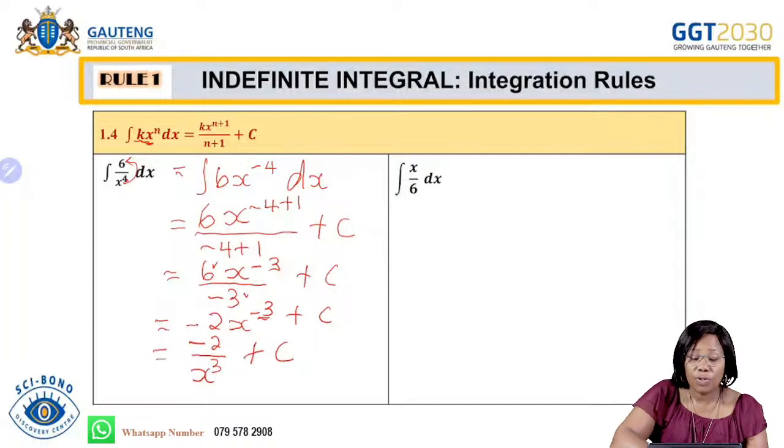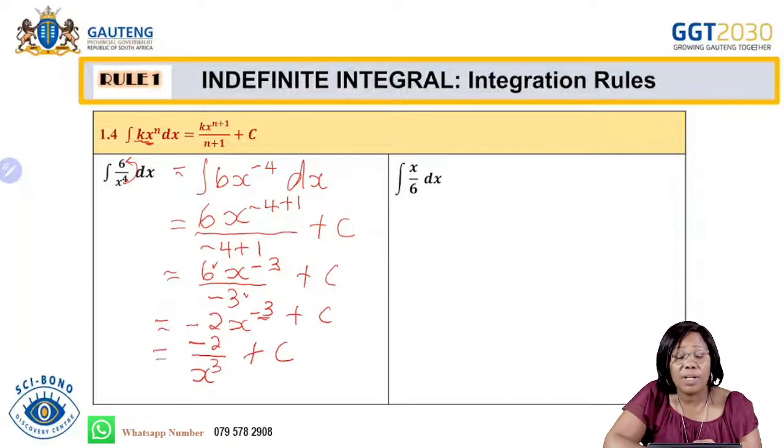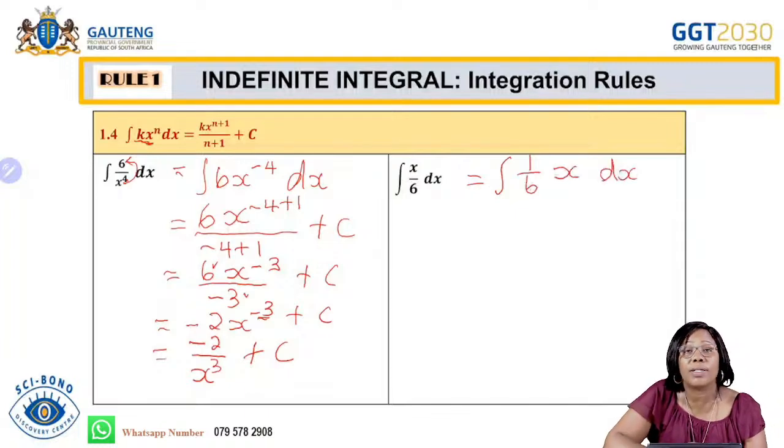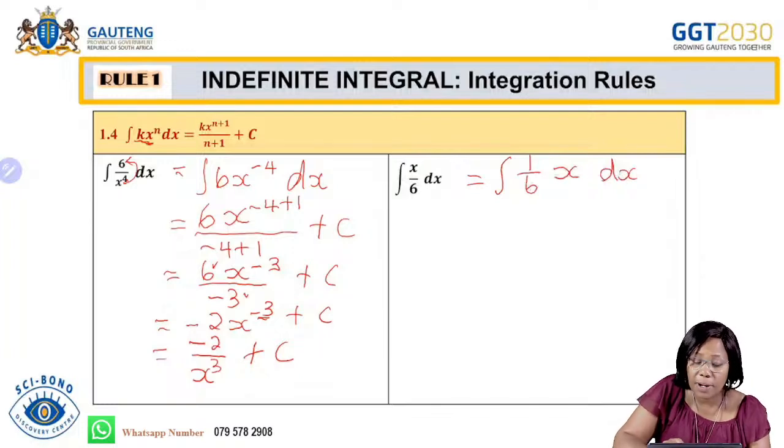Okay, move on to the next one, and for the next integration there we are given integrate x over 6 with respect to x, okay? Remember, I've indicated on the previous activity that this is the same as 1 over 6 times x, and then we are integrating with respect to x. Now let's apply the rule. We are now integrating with 1 over 6, and then we have x.